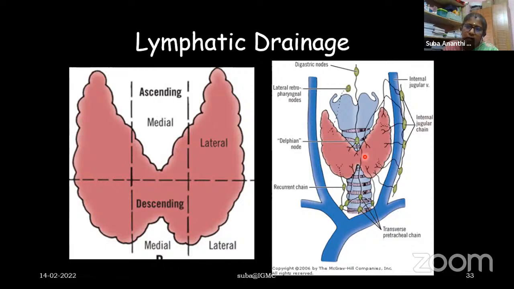So they go to the jugulodigastric lymph nodes, and the lower half drains into the lower deep cervical lymph nodes. Especially you have the jugulo-omohyoid lymph node. So this is the lymphatic drainage. The pre-tracheal lymph node is also called the Delphian lymph node.